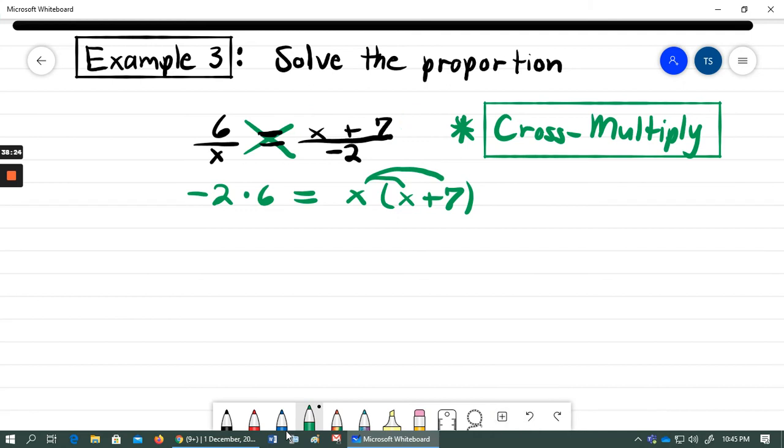Alright, so again, negative 2 times 6 gives us negative 12. x times x gives us x squared. And x times 7 gives us 7x. Alright, looky there. We got ourselves a quadratic equation. Y'all see that? I see it. I'm glad y'all see what I see.